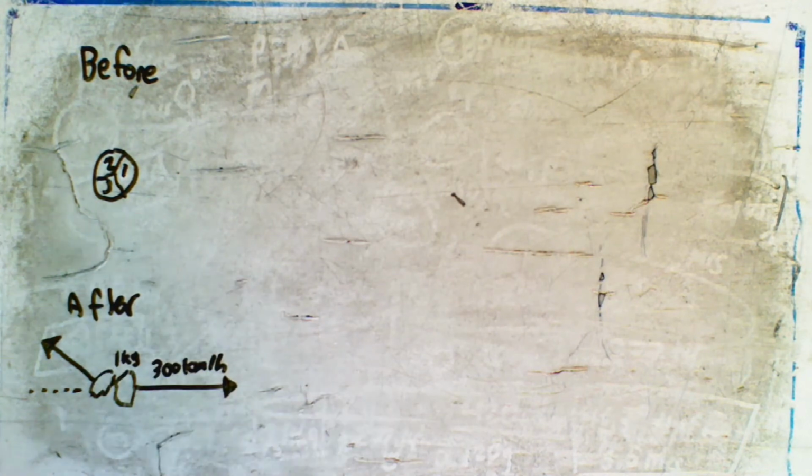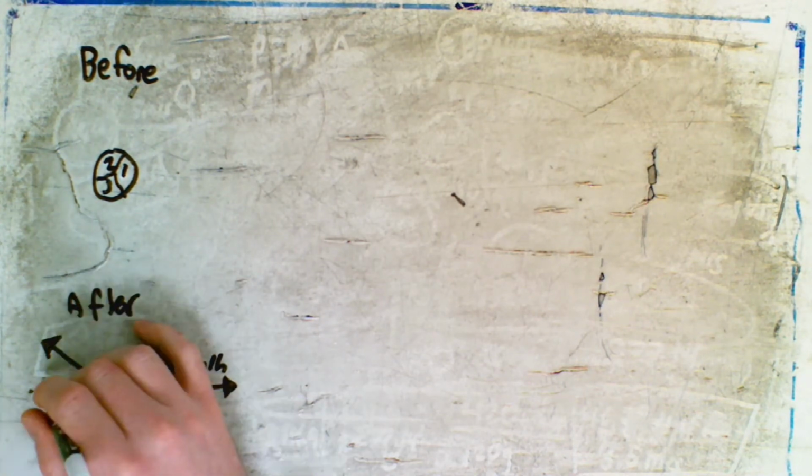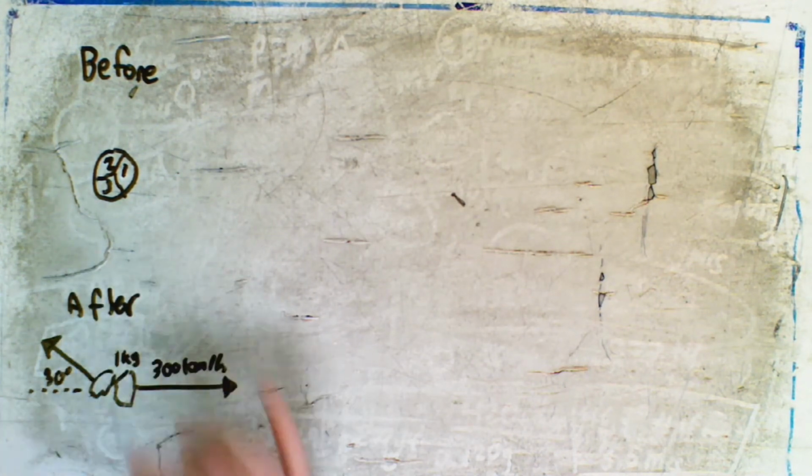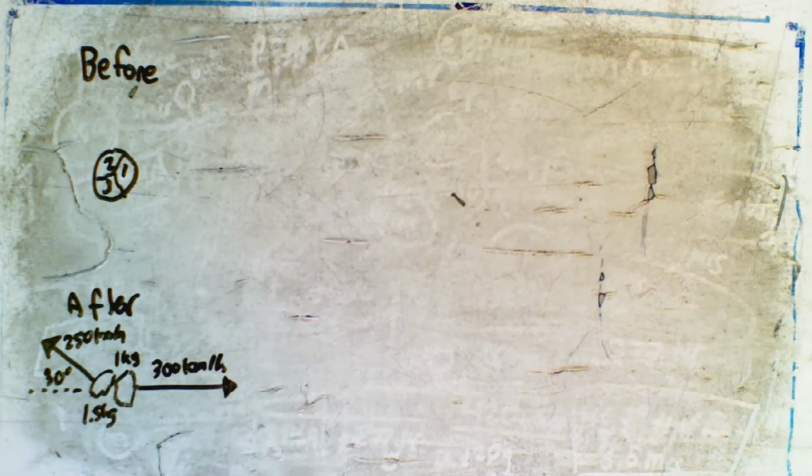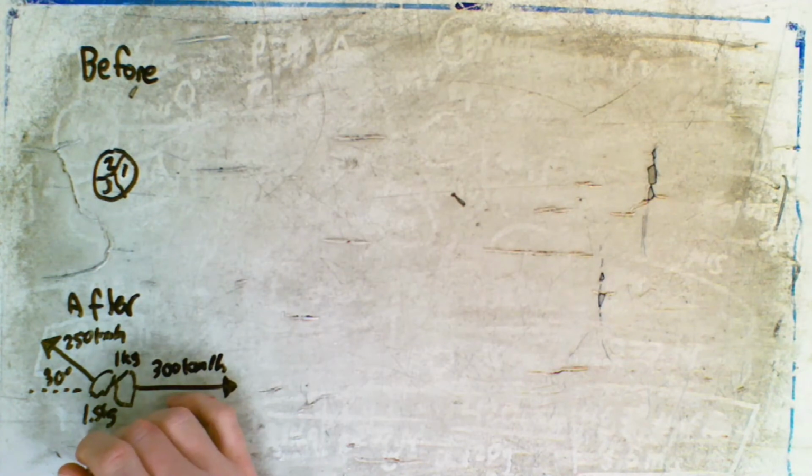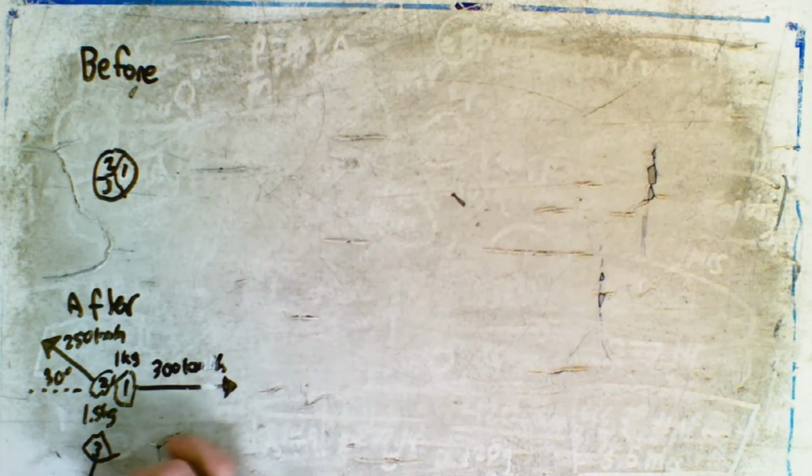So this is west, so I'm going 30 degrees north of west. And it flew off at 250. And it was 1.5 kilograms. Yeah. And then our third piece is probably going to fly off somewhere like that. That's what I would guess. Right? It's all going to end up equaling 0.